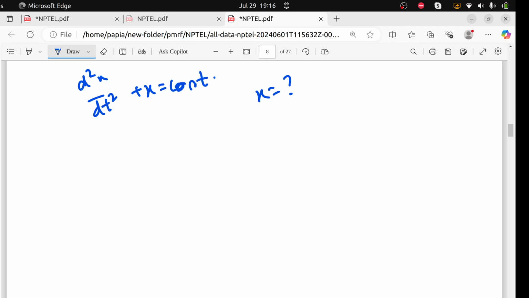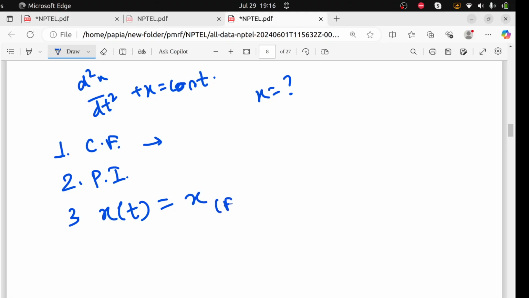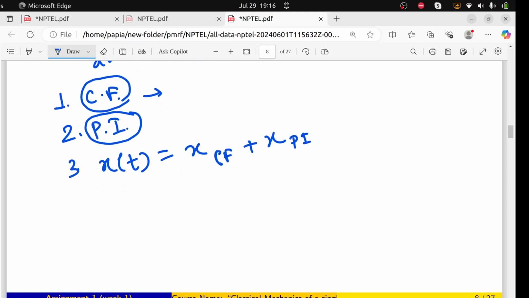For solving the equation, I need to do some mathematics. First, I need to take the CF, which means complementary function, and I need to calculate the PI. Our whole expression of x of t is x of CF plus x of PI. So I need to calculate CF and PI independently, then I will add these two, xCF plus xPI. Okay, so this is my criteria to do these things.